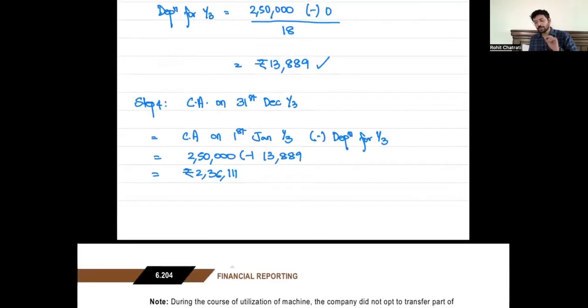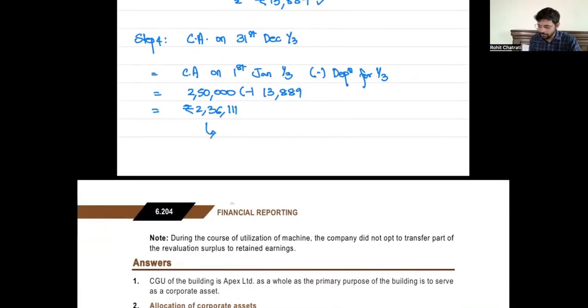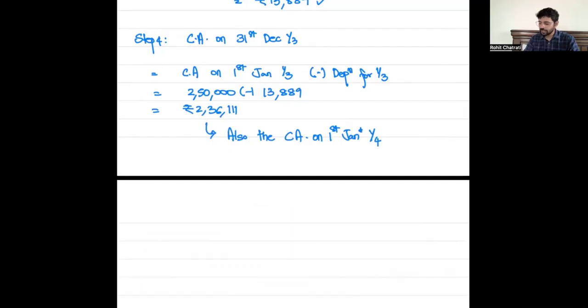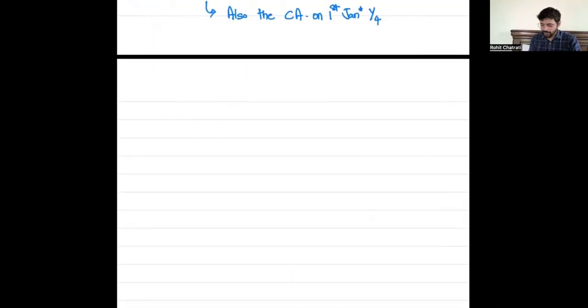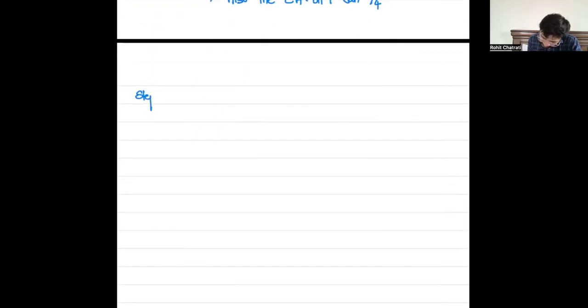All right, so the carrying amount on 31st December year 3 of 2,36,000 will obviously become the carrying amount also on 1st January year 4. Whatever is the carrying amount on 31st December year 3 will become the carrying amount on 1st January year 4. All right, step number 5 is going to be calculation of impairment loss.